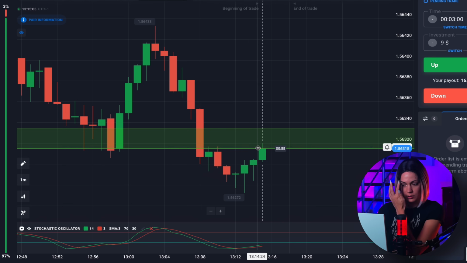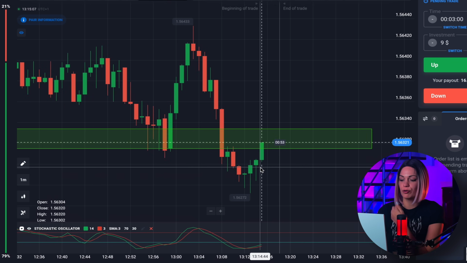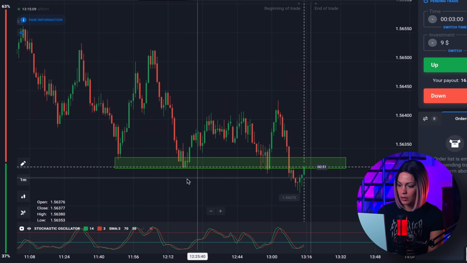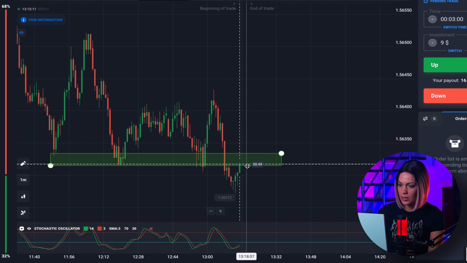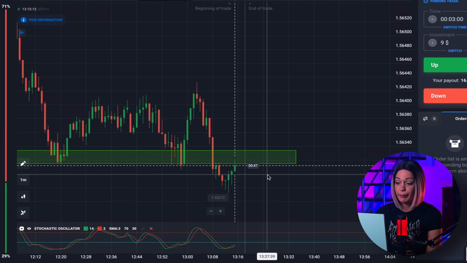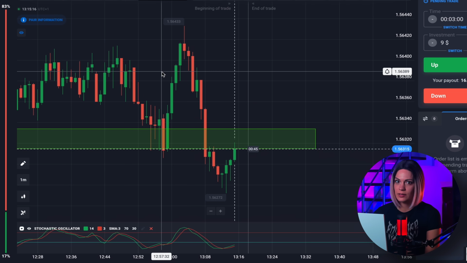And we were actually really lucky, because you see the price did the reversal and went higher. Maybe we're going to try to catch a deal with a retest of this level, but I'm not sure about that. Let's try to find something else.